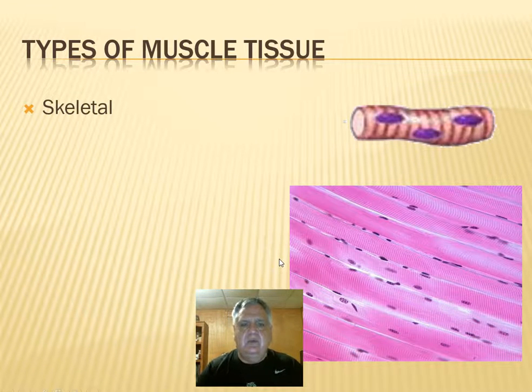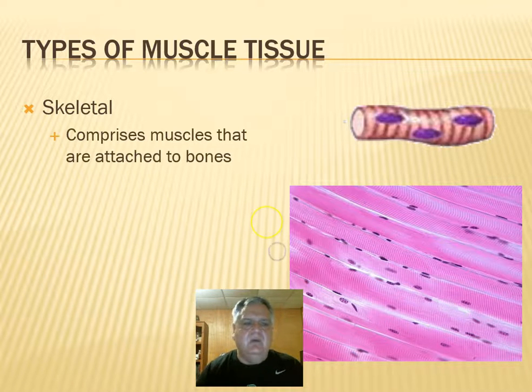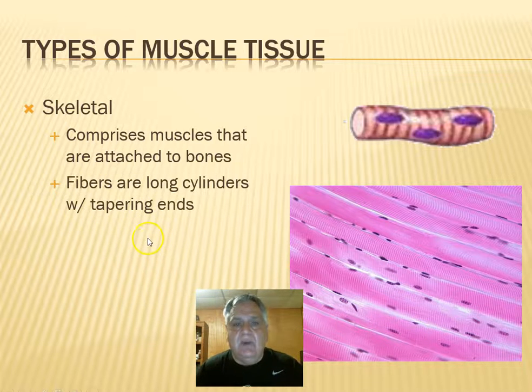And that takes us to our third type of muscle tissue, which is skeletal muscle tissue. So when we take a look at skeletal muscle tissue, this is the muscle tissue we're going to be focusing on for most of the rest of this PowerPoint, because skeletal muscle tissue is the muscle tissue that comprises the muscles that are attached to our bones. When we take a look at the fibers of skeletal muscle tissues, we see that those fibers are long cylinders with tapering ends. So they're not pointed, they just kind of taper down on the ends.